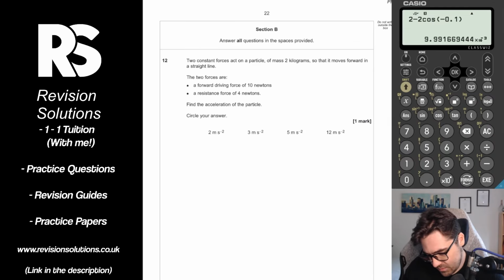Going for question 12, it says, two constant forces act on a particle of mass 2 kilograms so that it moves forward in a straight line. The two forces are a forward driving force of 10 newtons and a resistance force of 4 newtons. Find the acceleration. So that's just an F equals ma problem, right? So the net force would be 10 minus 4, so 6, and then acceleration is force over mass. So 6 over the 2 would be 3 meters per second squared.